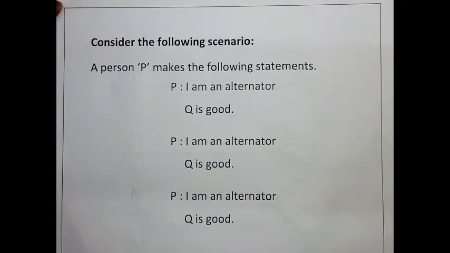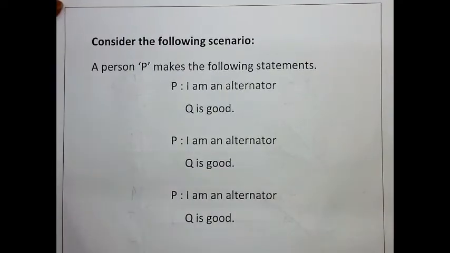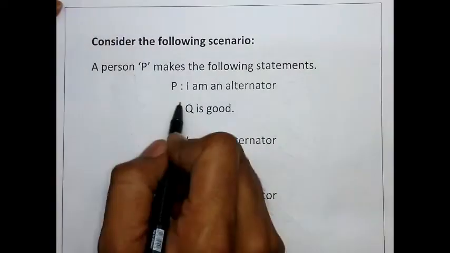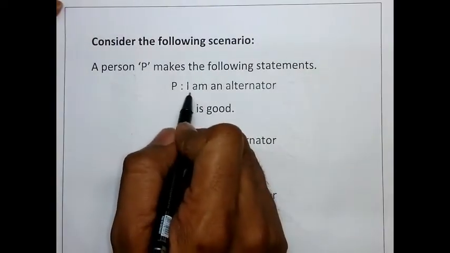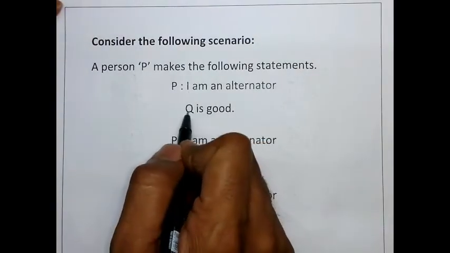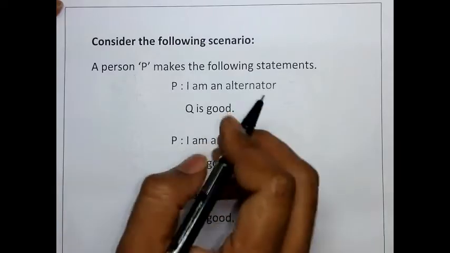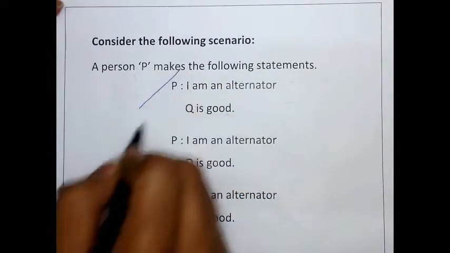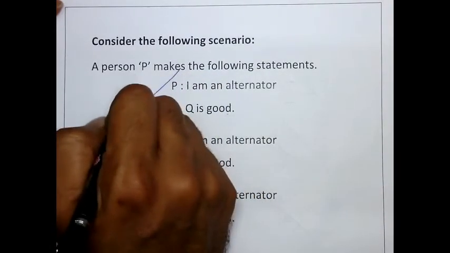Let us consider the next trigger statement, a person P telling that I am an alternator, Q is good. Let me assume that P is a truth teller.